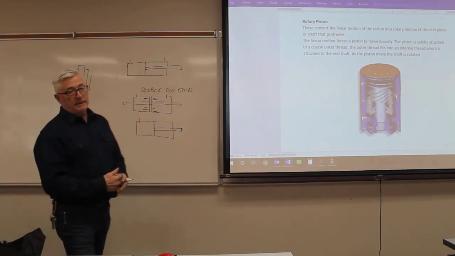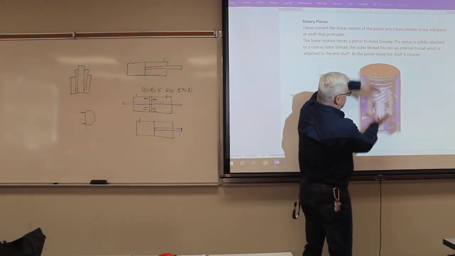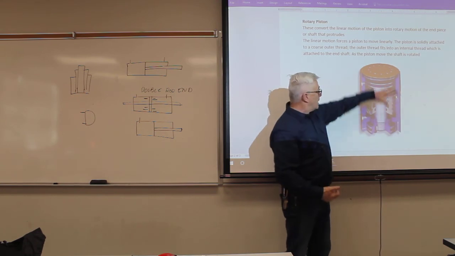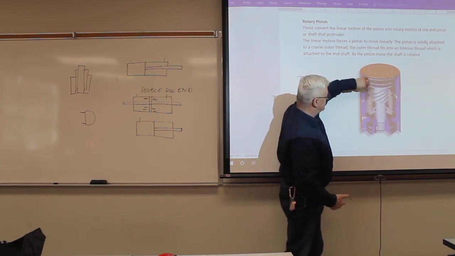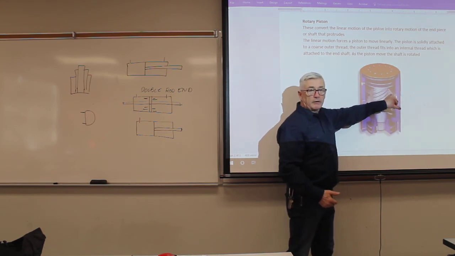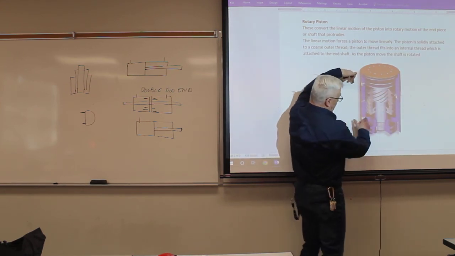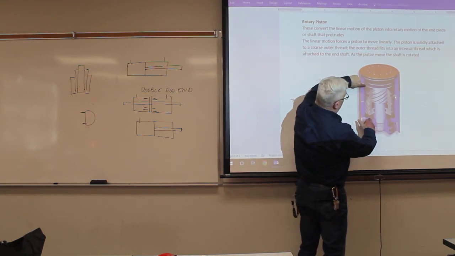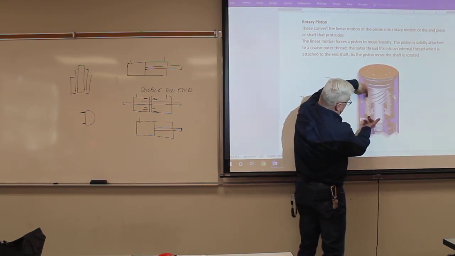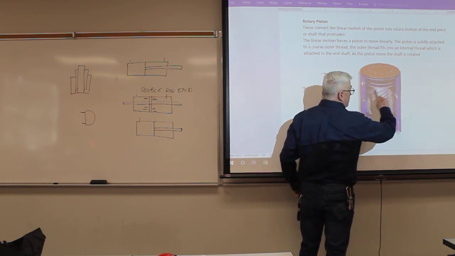In a rotary piston, it has absolutely nothing to do with changing the length. This is one of the variations. What happens is we have a set of almost like a worm gear on the inside, where it's a very coarse thread. When we apply fluid to one end or the other, we simply move this piston down. What this piston does is create rotary motion.